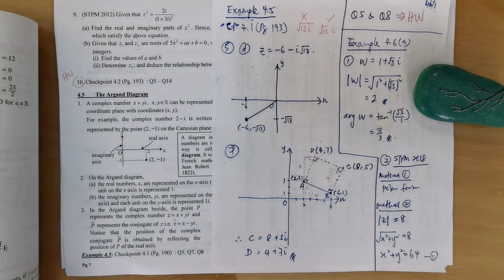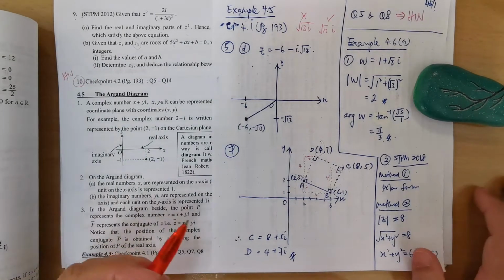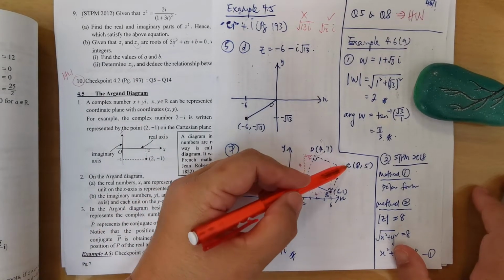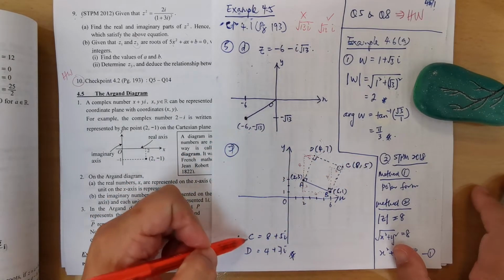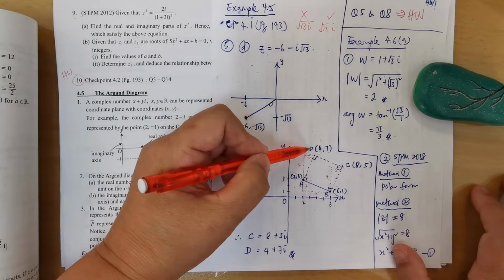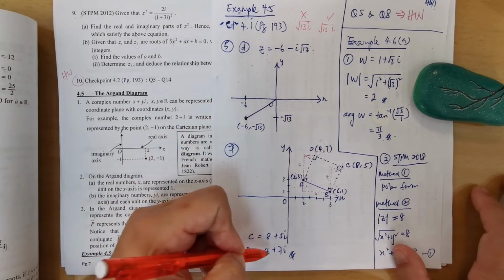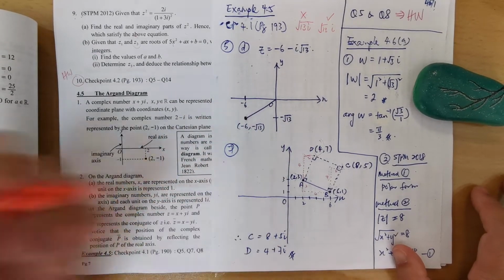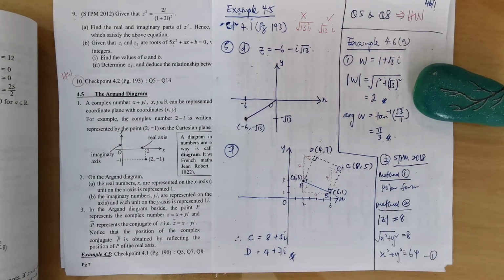But the question wants you to find the complex number represented by C and D. Therefore, the coordinate for C is 8, 5, so C is 8 plus 5i. And the coordinate for D is 4, 7. Therefore, D represents the complex number 4 plus 7i.